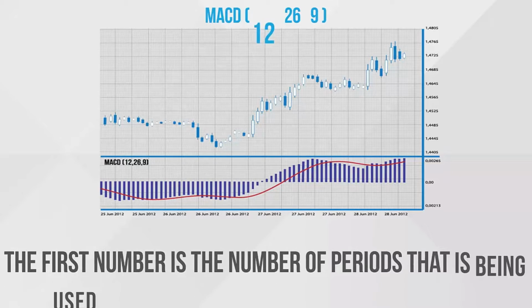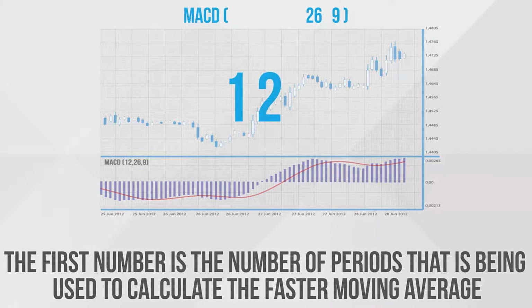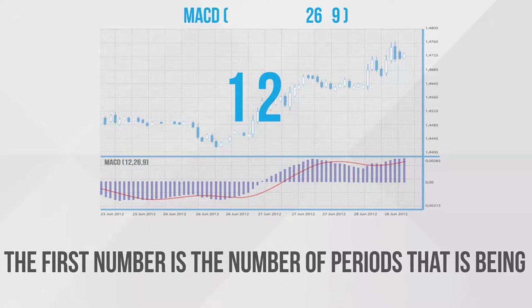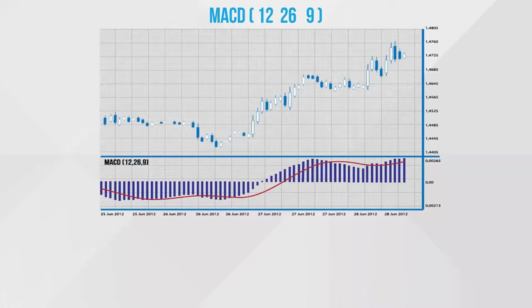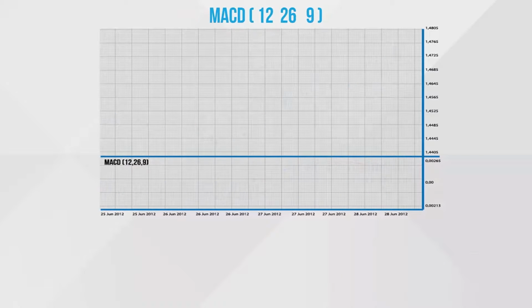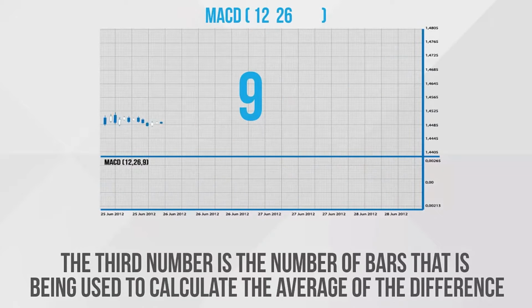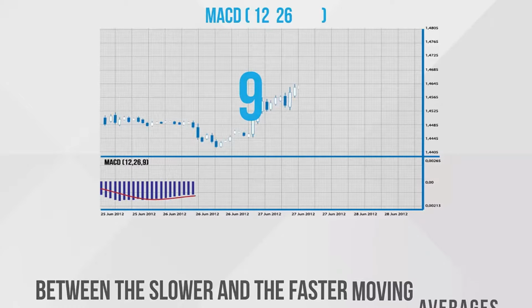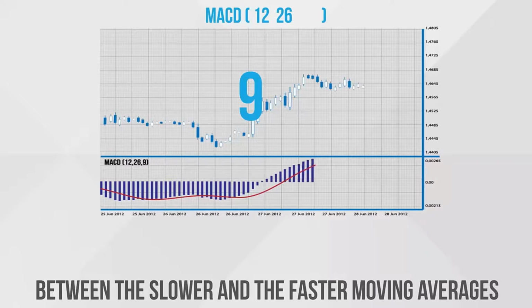The first number is the number of periods that is being used to calculate the faster moving average. The second number is the number of periods that is being used to calculate the slower moving average. The third number is the number of bars that is being used to calculate the average of the difference between the slower and faster moving averages.